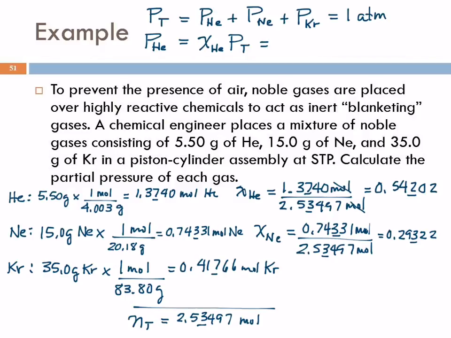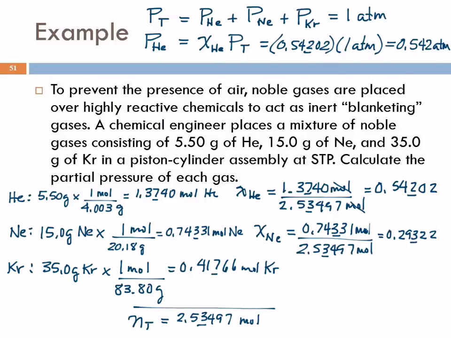And so to calculate the partial pressure of helium, we're going to take the mole fraction times the total pressure. The total pressure is 1 atmosphere. And since it says it's at STP, I would assume that the STP part is exact or more exact than the other measurements. And so I'm going to say that this is 0.542 atmospheres. The helium is a little over half the number of moles. It's a little over half the total pressure.